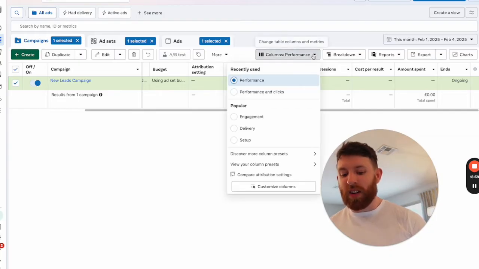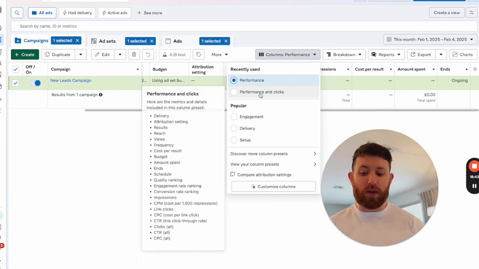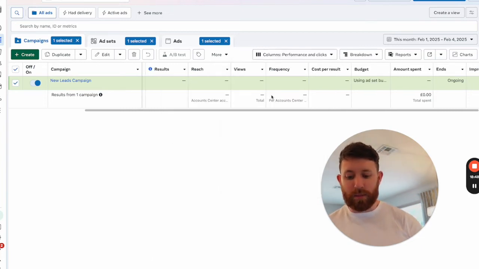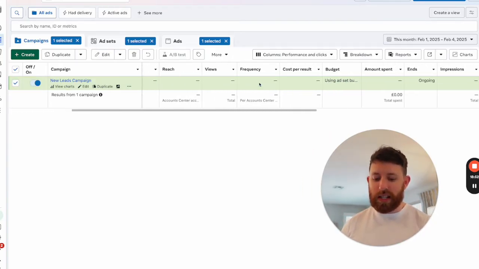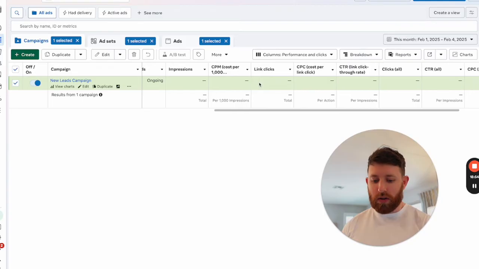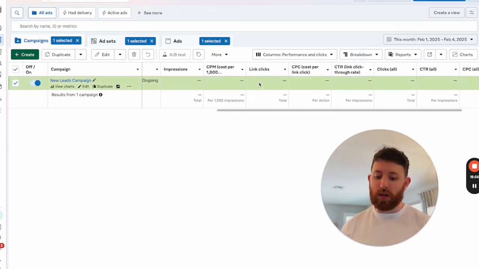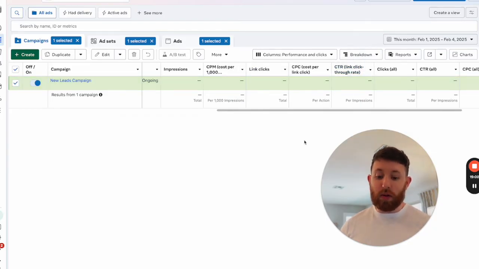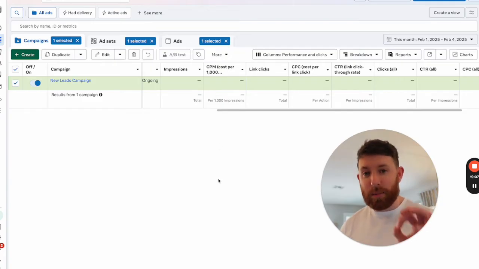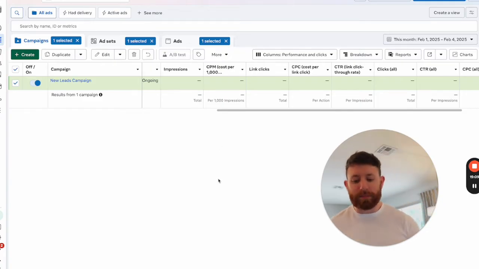Now, all you need to do is come to customize columns and add it in, but if this is available to you, it's not for everybody, you can actually go to performance and clicks, okay? If you add performance and clicks in, it changes what we can actually see here. And when you come across, there's a couple of things that we can see that are really cool, which is cost per 1,000 views. And then we can also see CTR, link click-through rate. So let me go into this, and then I'm going to give you a few things that you can do with CPM that are absolutely dynamite as well, okay?